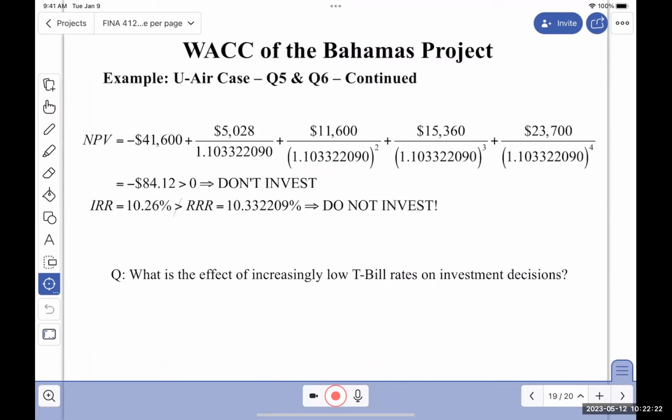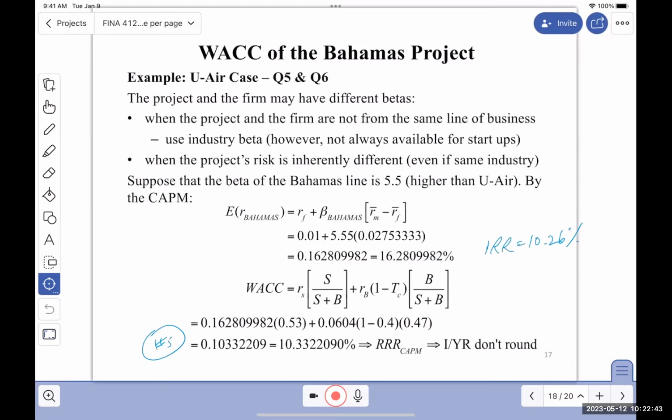And then I just ask you, what is the effect? Now you guys are taking this class at a time where there's inflation, and the federal funds rate and the T-bill rates are going up, but for 10 years, they were like 1%. So this exercise shows that they're very low. I use 1% right here. And when they're low, for 4 out of the 5 estimates, we accepted the Bahamas project. That has to do with this being quite low.